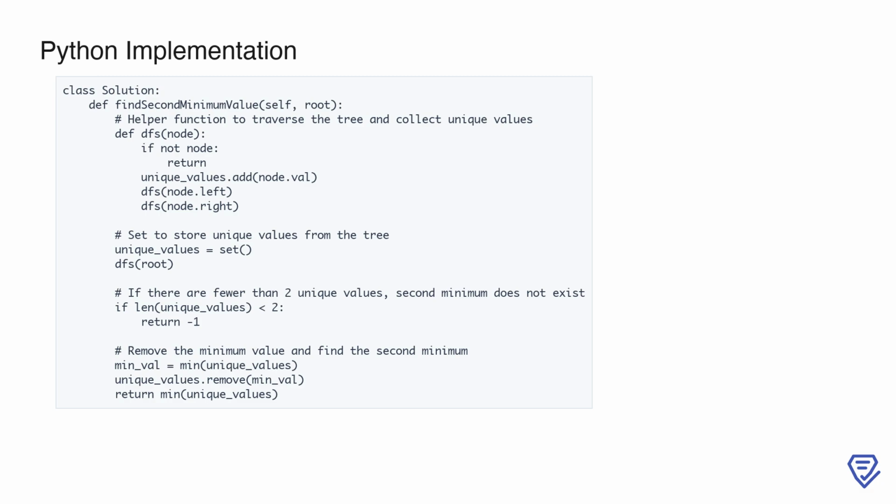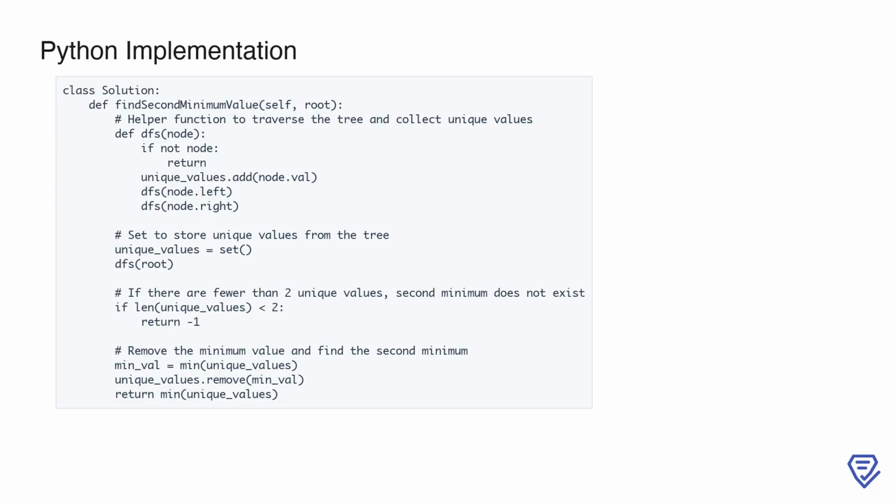This implementation is efficient because it uses a set to collect unique values while traversing the tree only once. The time complexity of the solution is O(n), where n is the number of nodes in the binary tree, as each node is visited exactly once. The space complexity is O(h + u), where h is the height of the tree, for the recursion stack, and u is the number of unique values in the tree.